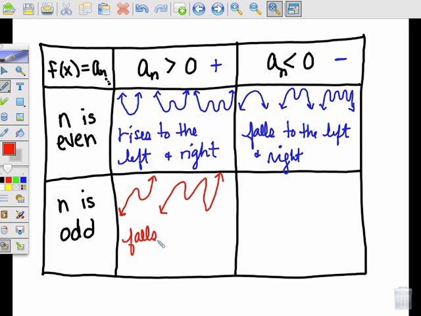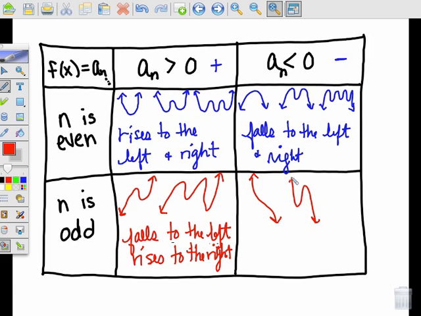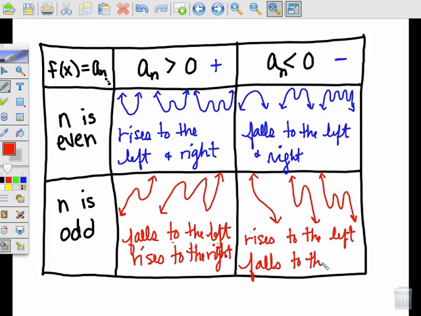So you can describe this as it falls to the left. That's what the left side of the graph does. And it rises to the right. Falls to the left, rises to the right. It'll always look like that as long as your leading coefficient's positive. Now when the leading coefficient's negative, it'll go the other way. Depending on how many curves you have, but this is where your arrows would be. So your arrows would be: rises to the left, and falls to the right.